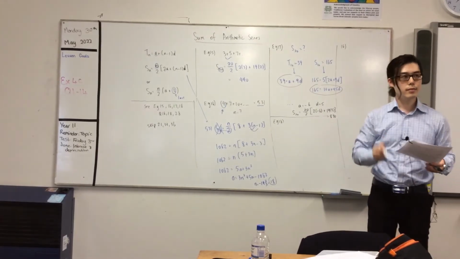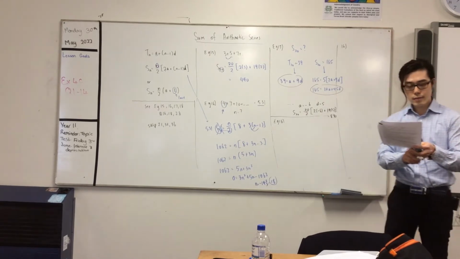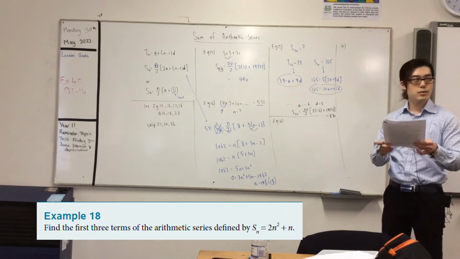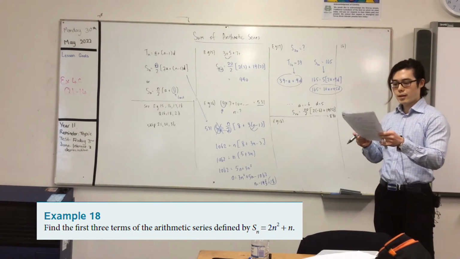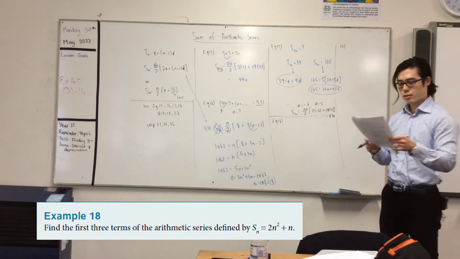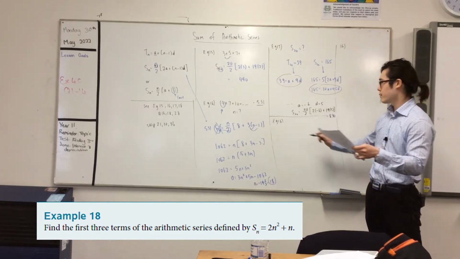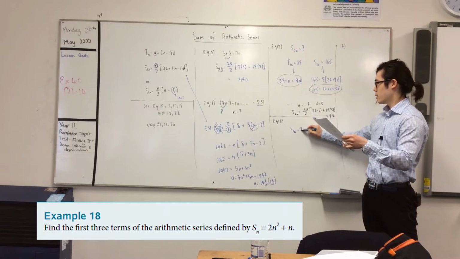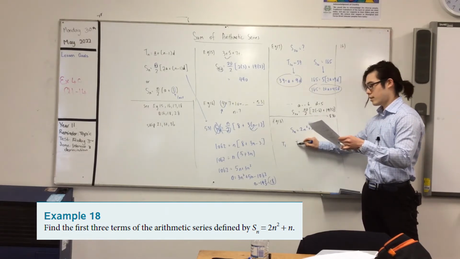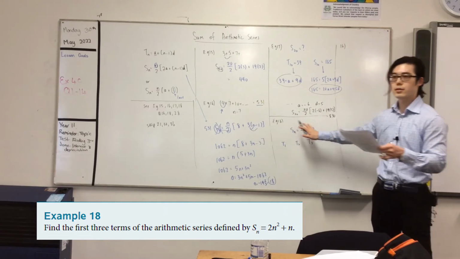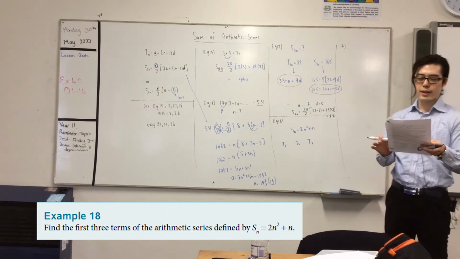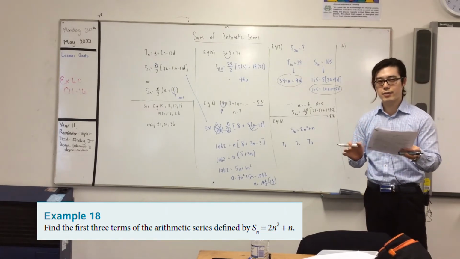Okay? All right, now, example 18. A little bit of a tricky question, but it's not hard. Are we looking at example 18 now? Find the first 3 terms of the arithmetic series defined by this. So they want you to find T1, T2, T3 given just an expression. How do you do that? Well, the textbook's given you 2 methods. I don't like how they've done the first method.